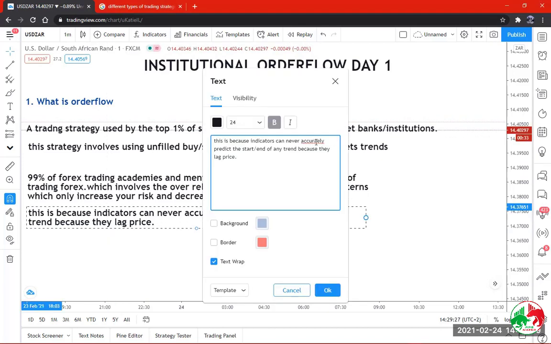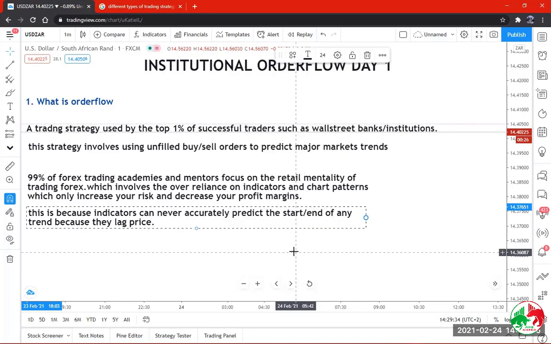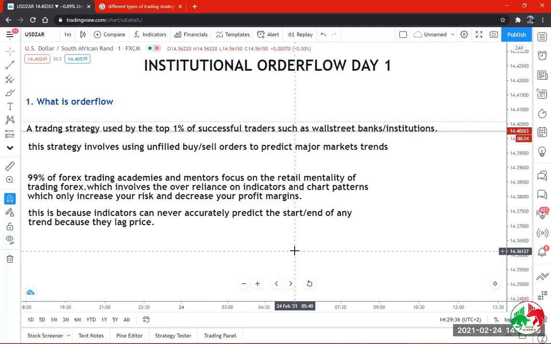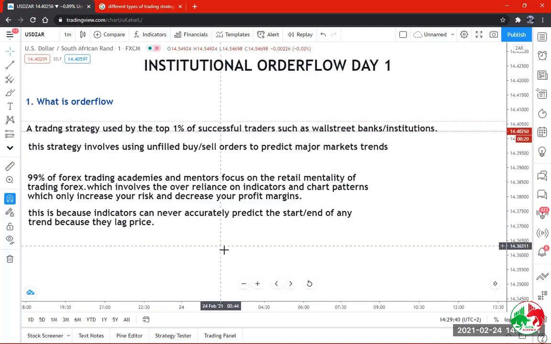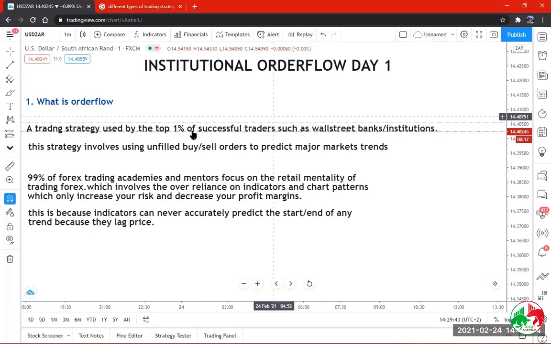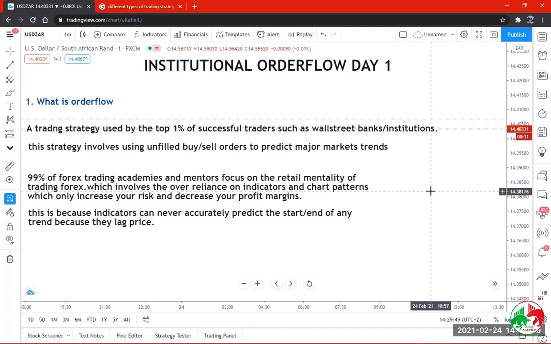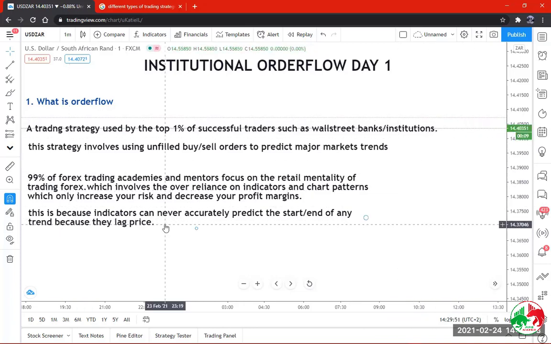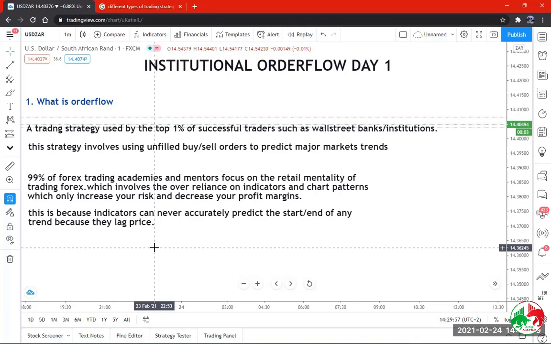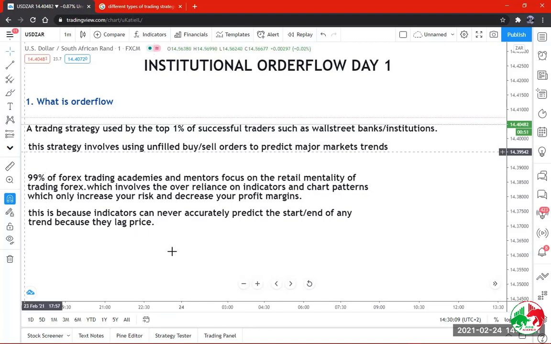Have you ever used indicators before? Yeah, I've used a lot of indicators at the beginning of my trading. I'm sure you've noticed that they actually lag price. They will say buy, and then when the price continues to go down, you will keep seeing arrows saying buy and shading and all that. This is because they lag price. They show you what's already happened on the price chart, so they can never accurately predict the start or end of any trend. Another thing, let me type it.